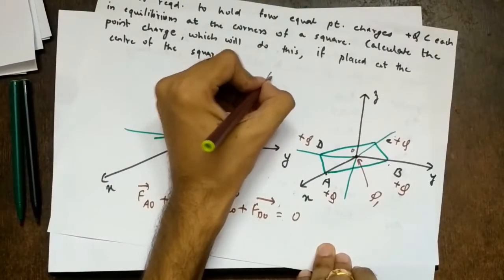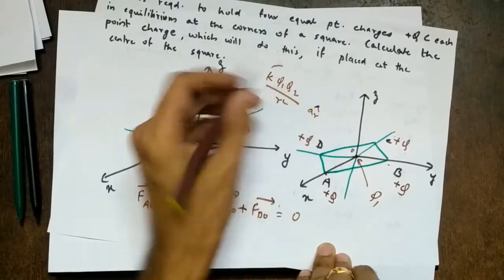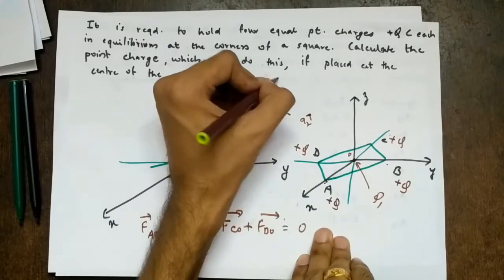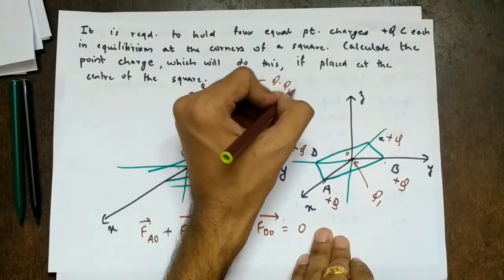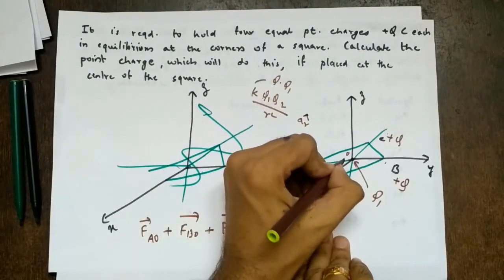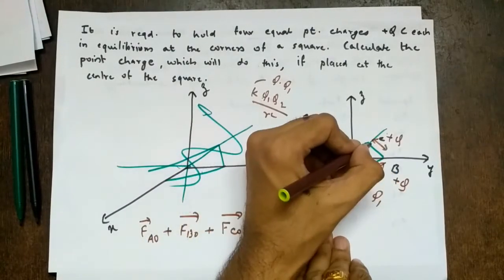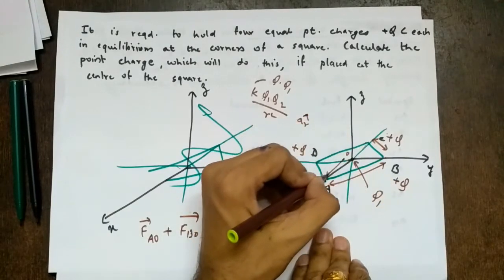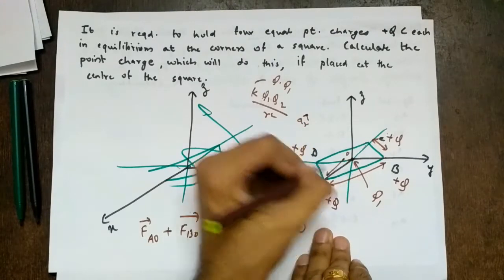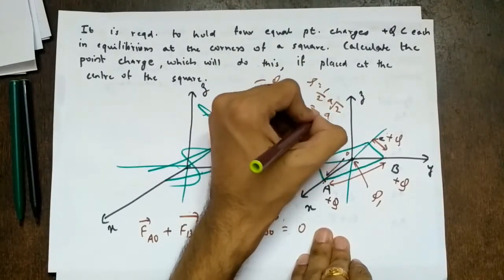You know it is K Q1 Q2 upon R square R cap. K you already know, 9 into 10 raised to 9. Q1 is this, so it will be Q. Q2 is what? This. So Q into Q1. You have to find Q1. So answer will be in terms of Q upon R square. R is this distance. So what will this distance be? This is A. This is also A. So square root of A square plus A square will give me this distance A root 2. And half of A root 2 will be this distance. So R is half of A root 2. So it will be A by root 2.